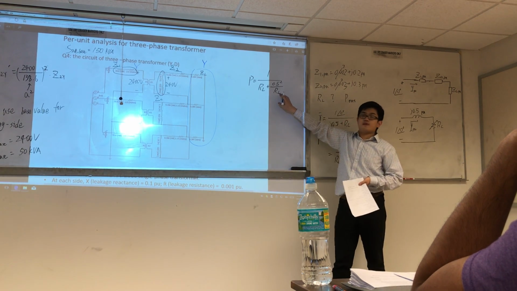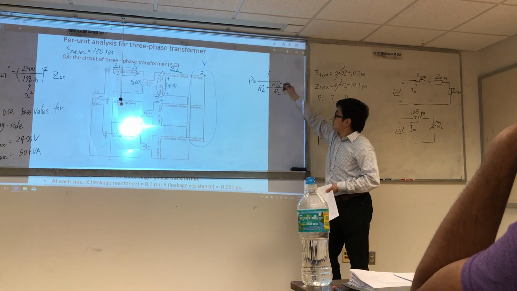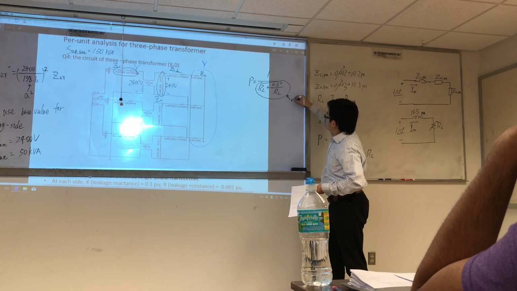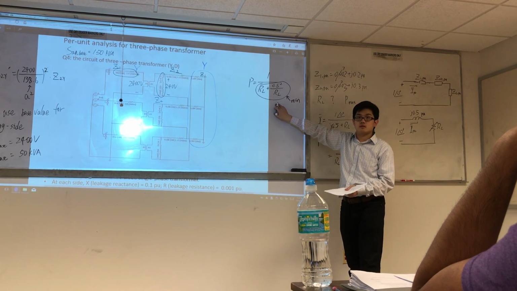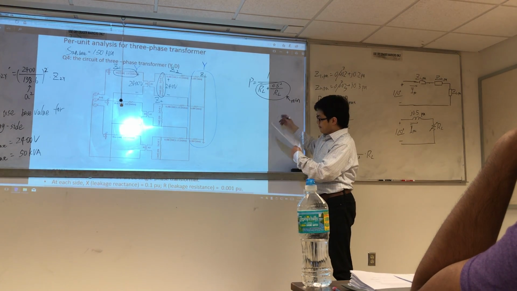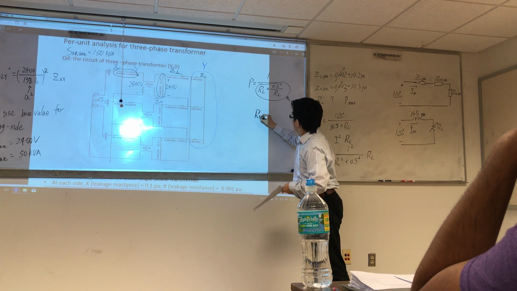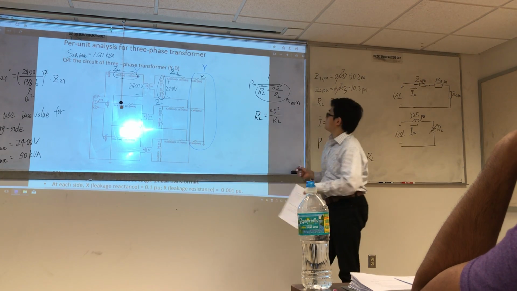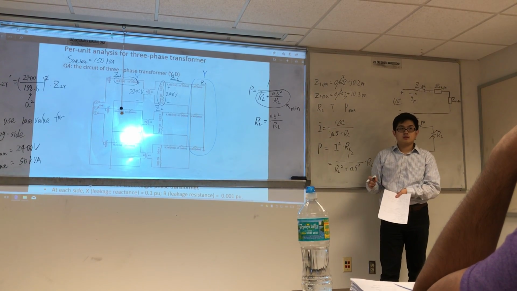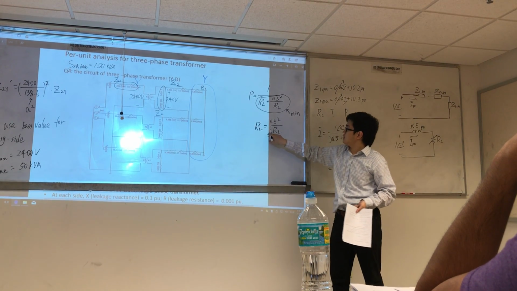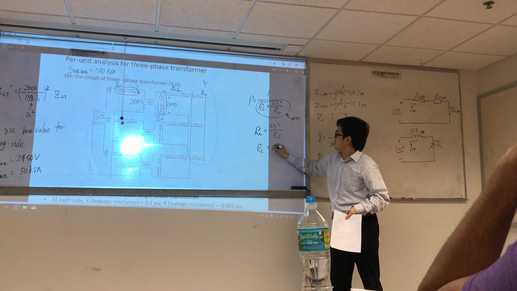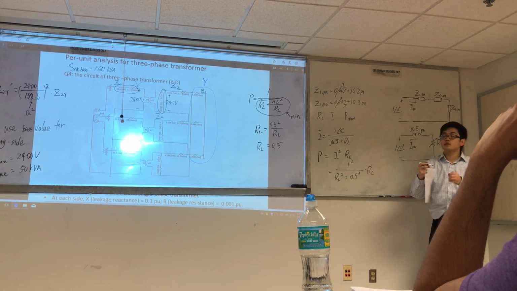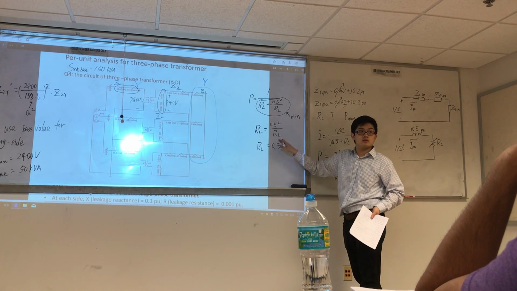To find the maximum for this equation, you need to minimize the denominator. So how to minimize that? Your RL should be equal to 0.5 squared divided by RL. You guys need to remember this equation. So your RL should be 0.5. Right? You guys understand this?